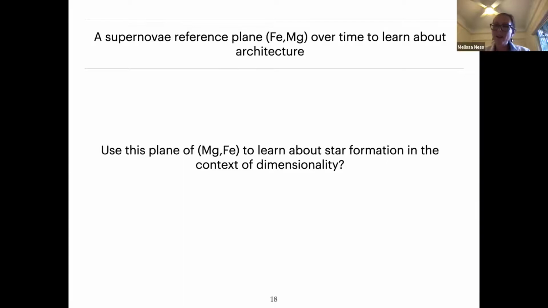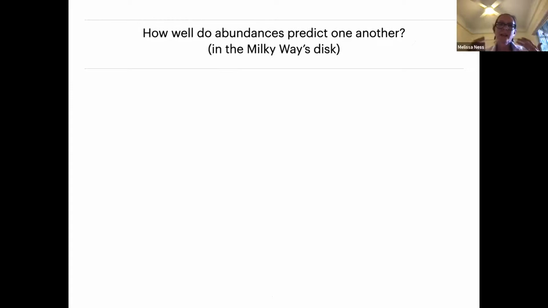The second part of my questioning of this data is how can we use this plane to learn about star formation in the context of what we understand about dimensionality, given the age-abundance relations. The way that I frame this question, and we're going to hear, I think, a lot more on this from Yuan-Sen in a couple of days.